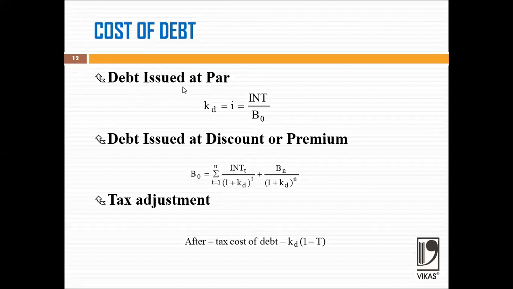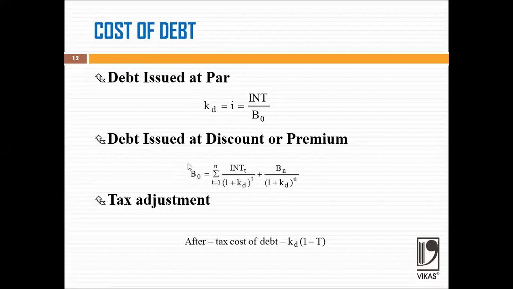So debt issued at par. So KD means cost of debt, sometimes called I, I mean interest, right? Cost of debt equals interest. Interest means the coupon interest divided by value of the bond today, right? B naught.